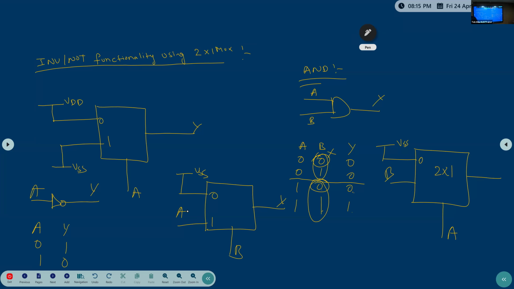For muxes, at least we need to take 3 classes. Clear? So then we'll go with the DMUX.